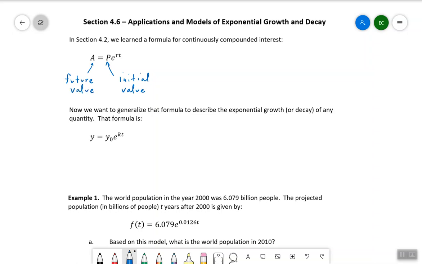We said e is the special number, Euler's number, equal to approximately 2.72. And then r is the interest rate, and t is the time.